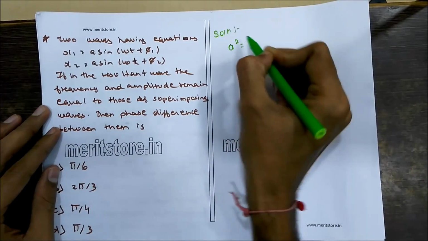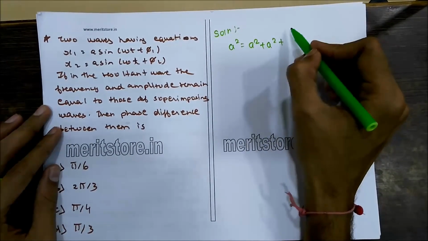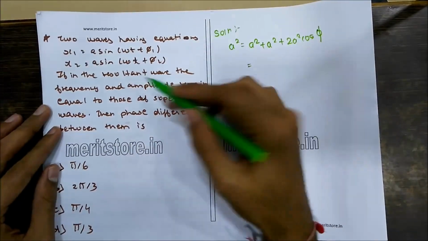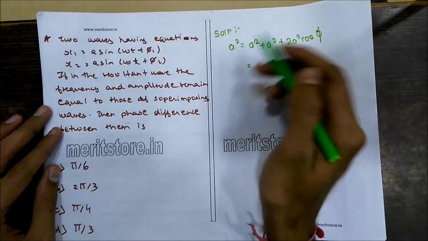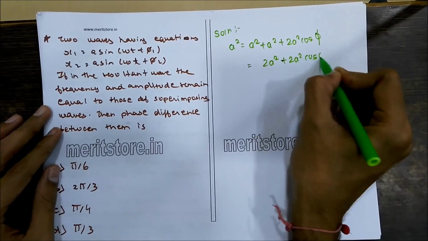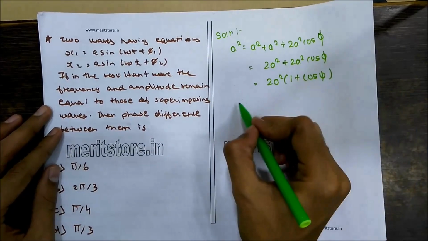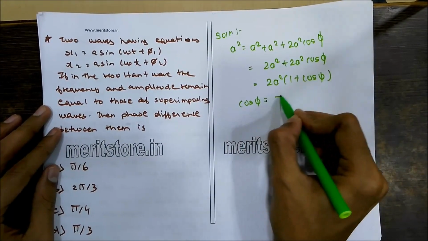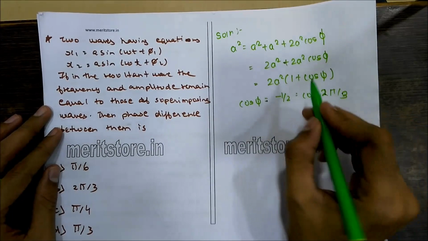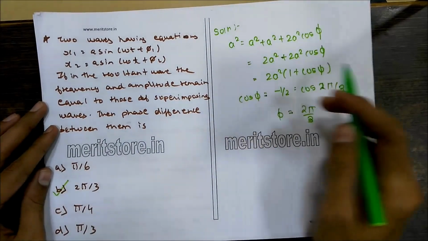So A squared will be equal to a squared plus a squared plus 2a squared cos psi, in terms of the phase difference psi. So we get 2a squared plus 2a squared cos psi. So that becomes 2a squared (1 plus cos psi). So cos psi becomes equal to minus half, that is equal to cos 2 pi by 3. So psi becomes equal to 2 pi by 3. So the phase difference between them is option B, 2 pi by 3.